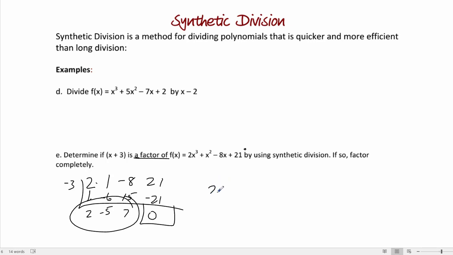Remember, I'm rewriting it, so that's 2x squared. I'm dropping the power down. This is a 3, I'm dropping it down. Negative 5x plus 7. Okay, 2x squared minus 5x plus 7. Now, the question then says, if so, well, it is going to be a factor. Okay, I know it says determine, but it's probably going to be a factor. So if so, factor it completely.